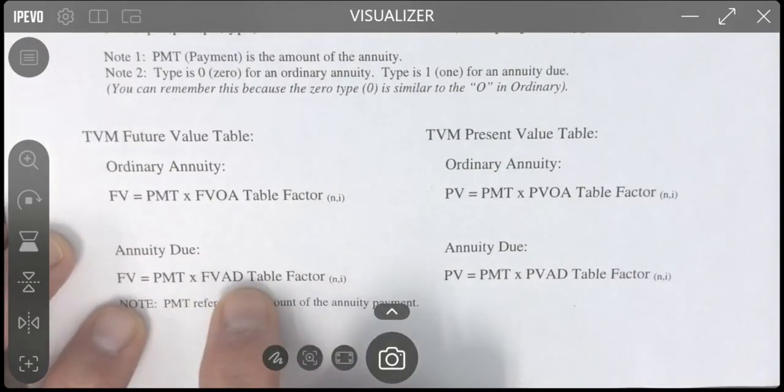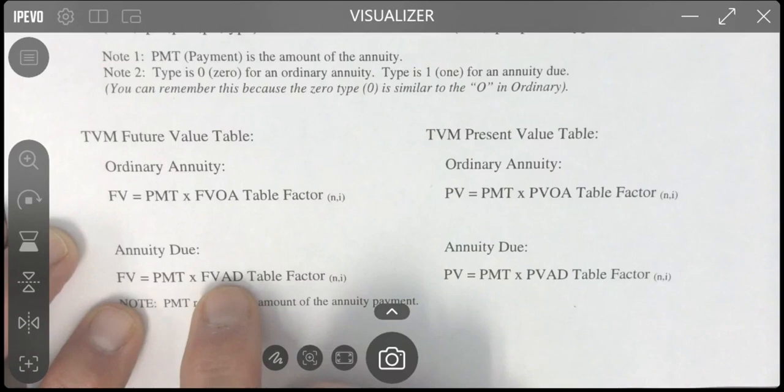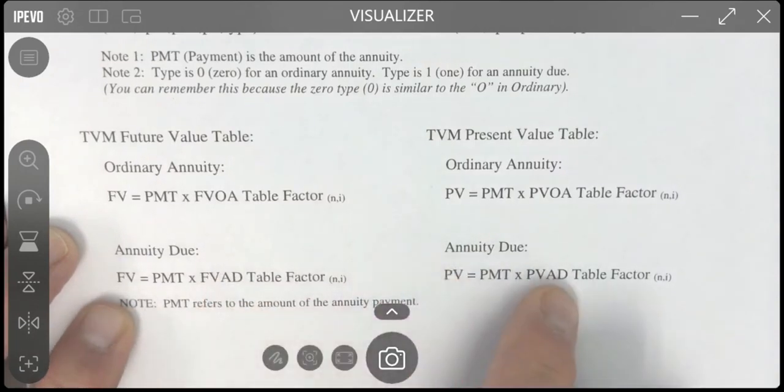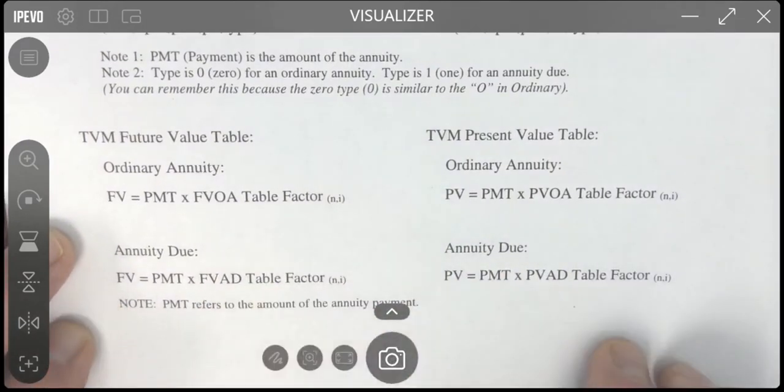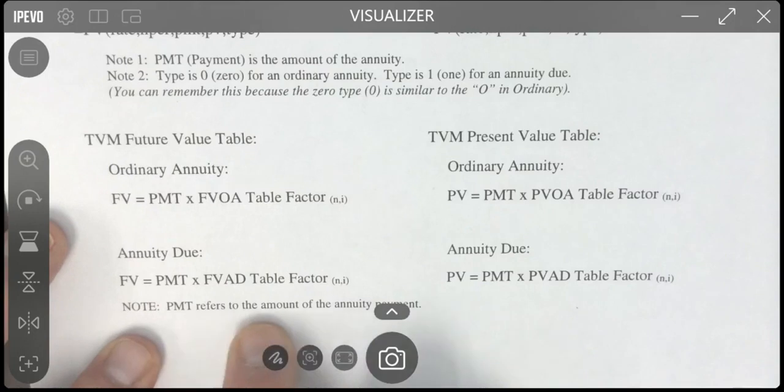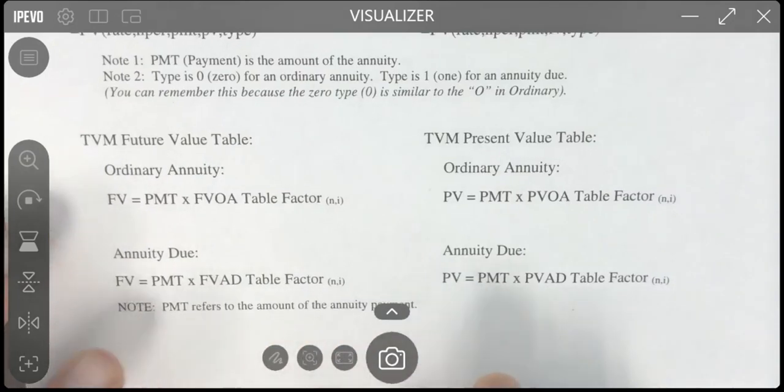If it's an annuity due, you're doing the same thing, but you're using the annuity due table factors. And again, payment here refers to the amount of the annuity payment.